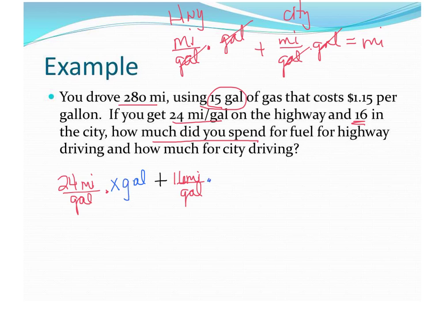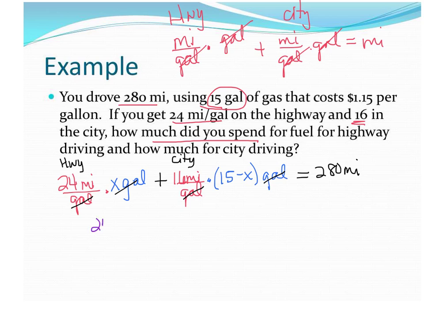We're not going to use Y. We're going to use 15 minus X, right? So however many gallons I used on the highway, 15 minus that, I used in the city. So gallons cancel, I'm left with miles, so this needs to equal miles. The miles on the highway plus the miles in the city need to equal my total miles. Lots of times units will tell you exactly how to solve the problem. You just got to figure out how they fit together.